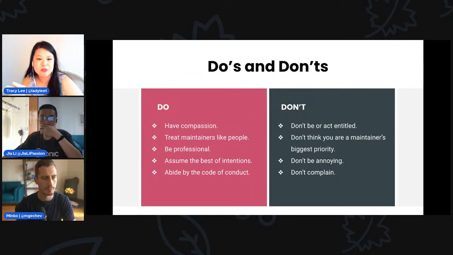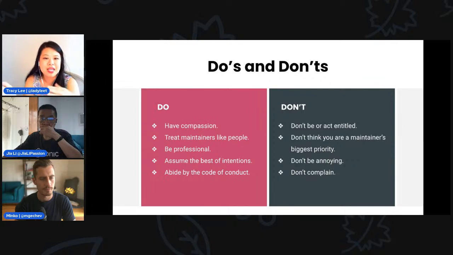Now for the don'ts, which kind of mirror that, right? Don't act or be entitled. This is the same idea as be nice and be patient. Don't think that you are a maintainer's biggest priority. Most maintainers have a full-time job and a full-time job in open source. Imagine having to juggle an 80-hour work week, and then your little bug doesn't matter that much to them, right? I mean, it might, but still, have some respect, right?